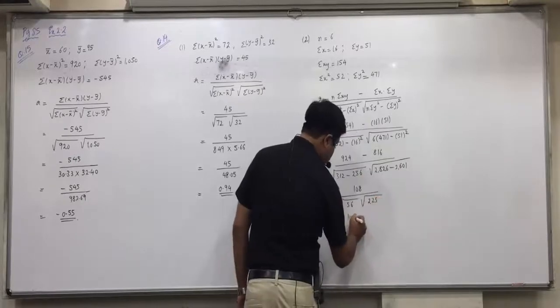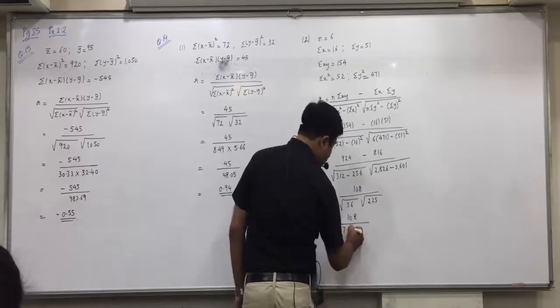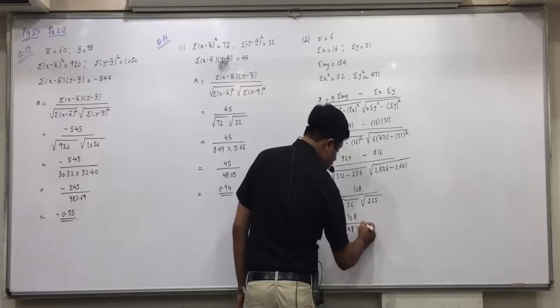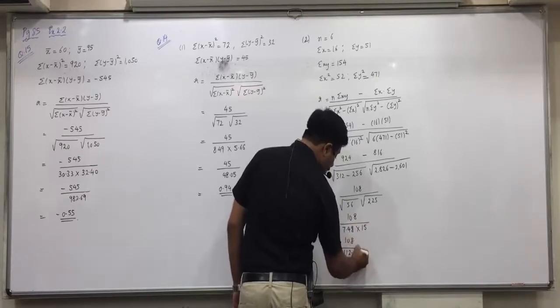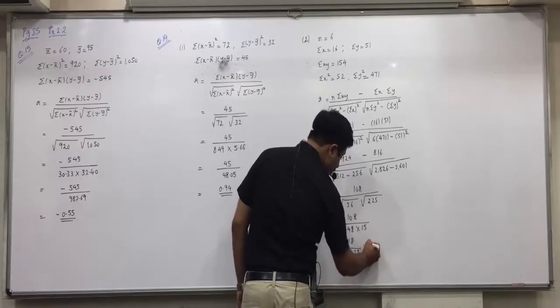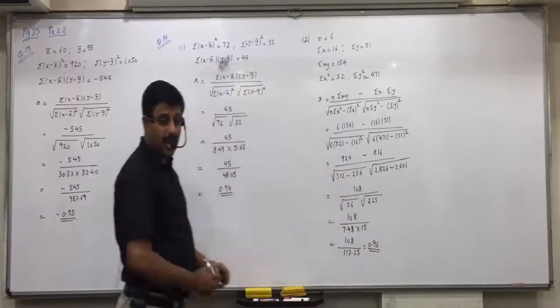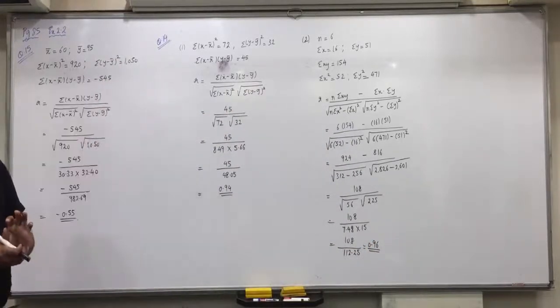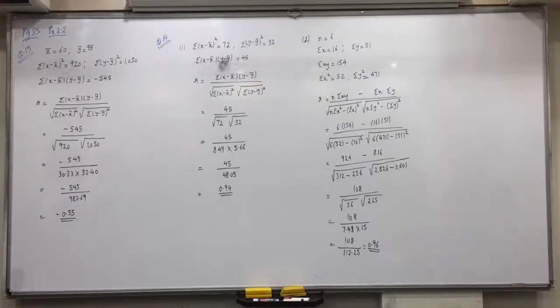So 108 upon square root of 56? 7.48 into 15. So 108 upon 112.25, so 0.96. What is that thousands you are getting? Is everyone of you clear with this? So all are clear with short questions, how to decide what formula is to be used.